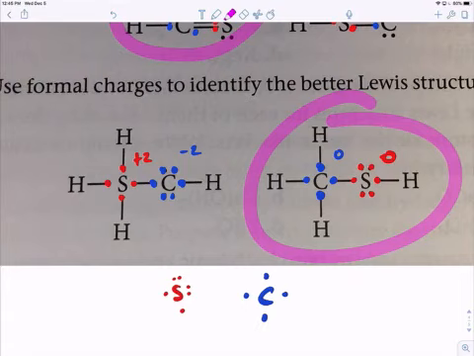So each line really means 2 electrons. And if it has a line, that means it gets half the electrons. I didn't even include the hydrogen. They all have 1, and they don't change on each side. It's the carbon and the sulfur that switch.